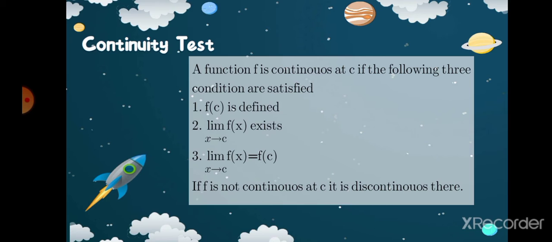A function f is continuous at c if the following three conditions are satisfied. First, f of c is defined. Second, the limit of f of x where x approaches c exists. Third, the limit of f of x where x approaches c is equal to f of c. So if f is not continuous at c, it is discontinuous there.